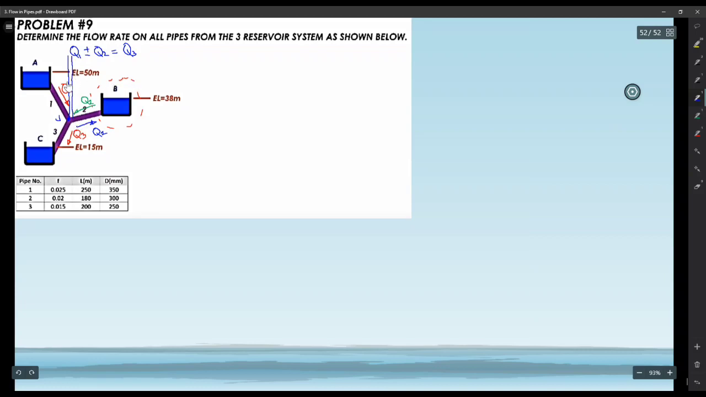Okay, so the question is, hindi natin alam if the water is above. When we say above, ayan, so ito yung sa reservoir B. Hindi natin alam kung yung tubig ay nandito or nasa baba niya. So, this will be explained sa ating susunod na video.